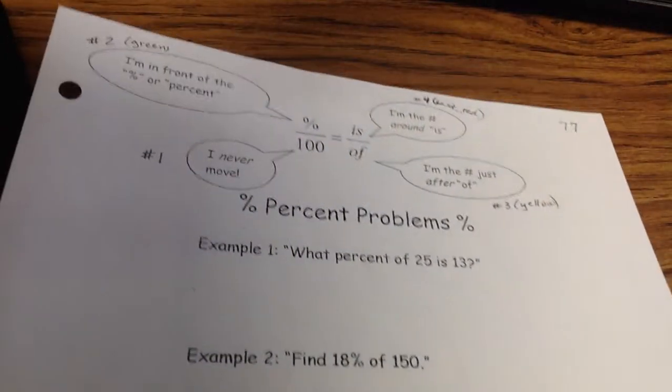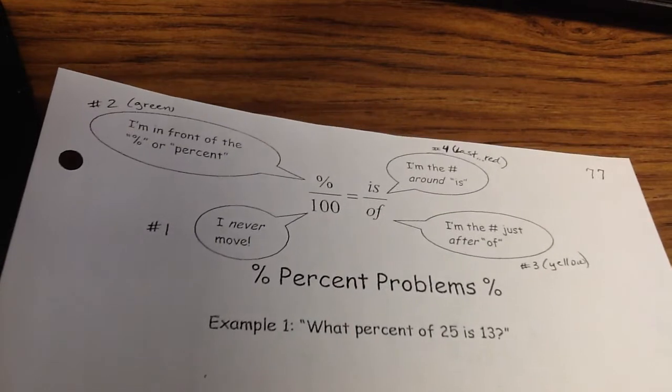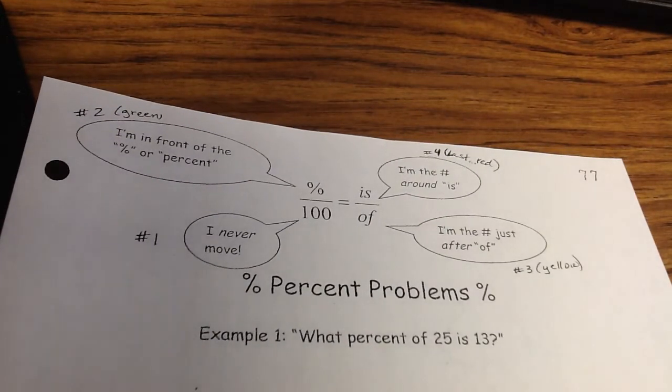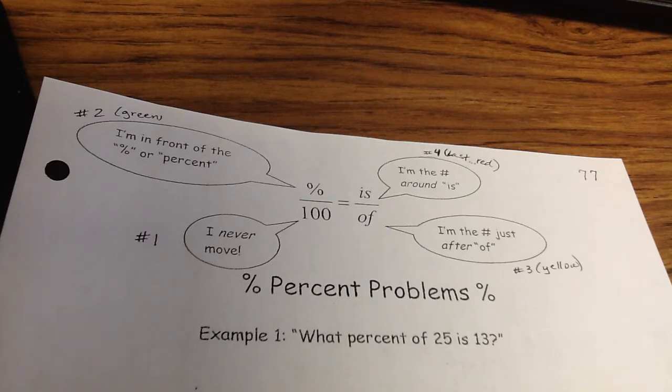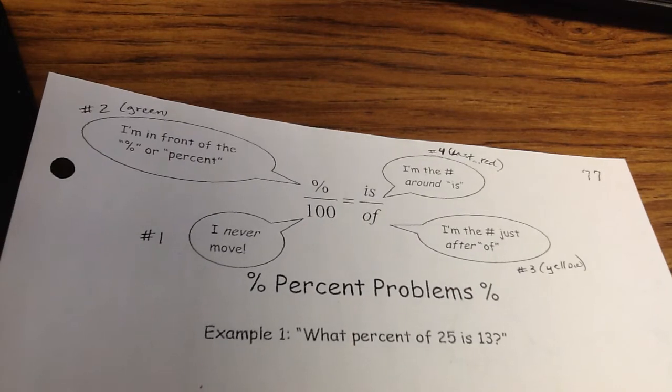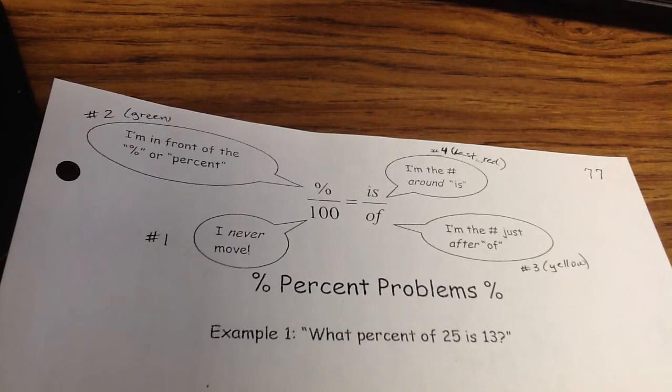with my favorite formula. So my favorite formula is percent over 100 equals is over of. Please say that back. Percent over 100 equals is over of. It's my favorite, and we're going to be identifying how you know what goes where. And we're going to actually use some colors.